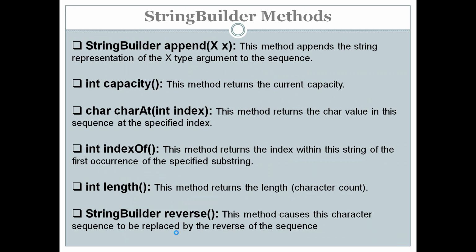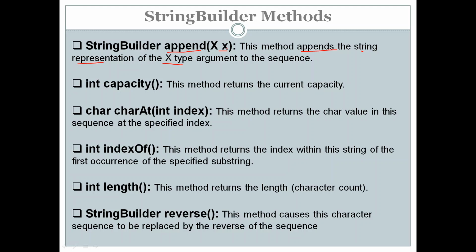Okay, now let us see some important methods of the StringBuilder class. The first method here is the method append, and it takes one argument of type x. That means it takes an argument of any type. It may be an integer, it may be a string, or it may be a float. What it does, this method appends the string representation of the x type argument to the sequence.